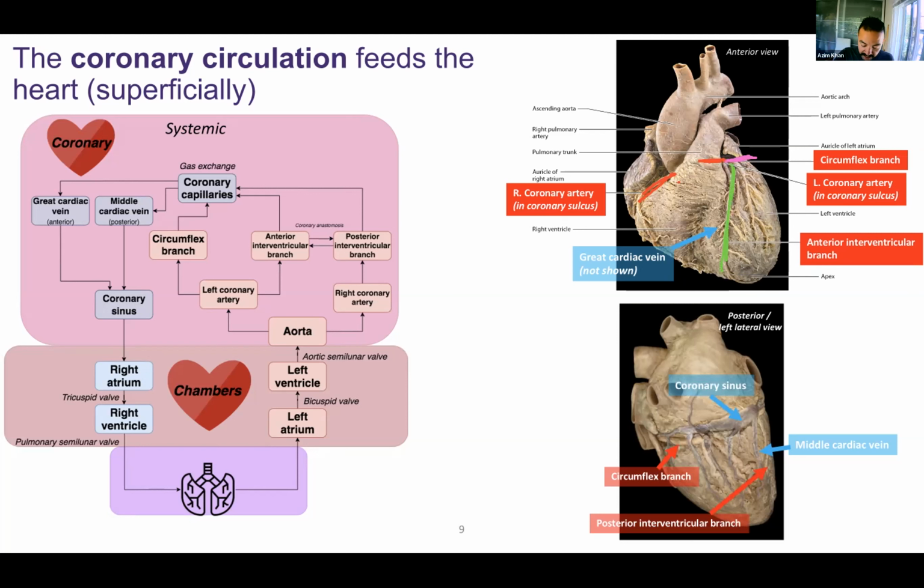On the posterior side, here's that posterior interventricular branch coming from the right coronary artery. The great cardiac vein isn't shown here on the anterior side, but I'll just draw it in here. Wraps around, middle cardiac vein coming up this way, and then the coronary sinus is this major blood vessel here leading into the right atrium.